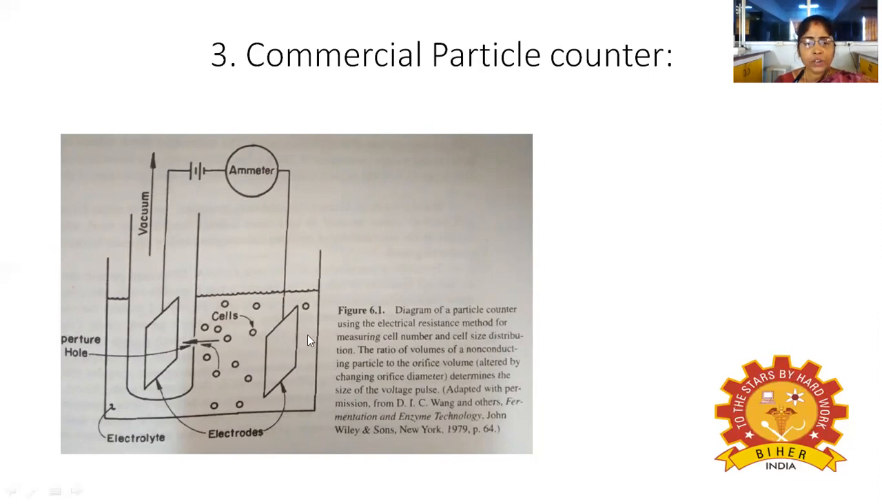So I repeat, in this commercial particle counter there will be a chamber in which the orifice tube is located. Inside this orifice tube we place electrode 1, and another electrode is placed inside the electrolyte solution. Once we apply the vacuum and pass the current through the voltage, the cells from the electrolyte pass through and touch the electrode, so that it gives the output in the form of a height of a pulse as a display. Okay, so that directly gives you the number of cells.